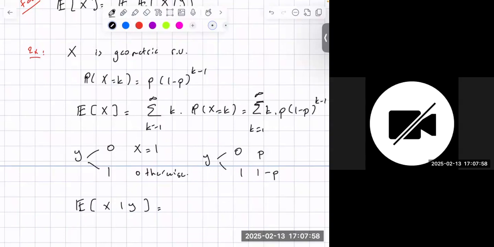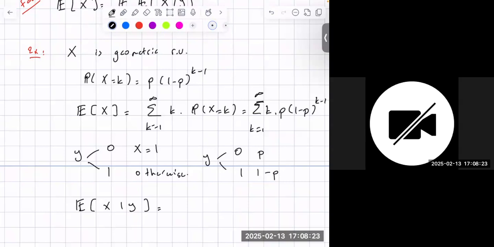What is the conditional expectation of X based on Y? Well, if Y is 0, I know what X is. It's just 1. If Y is 1, what does that mean? I tried and failed in the first try. That's what it means. Now, what's your update for expectation?